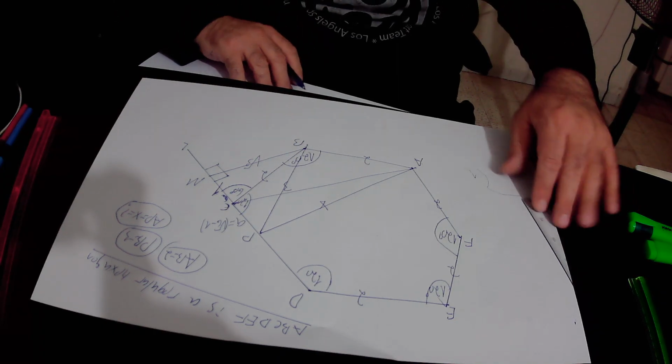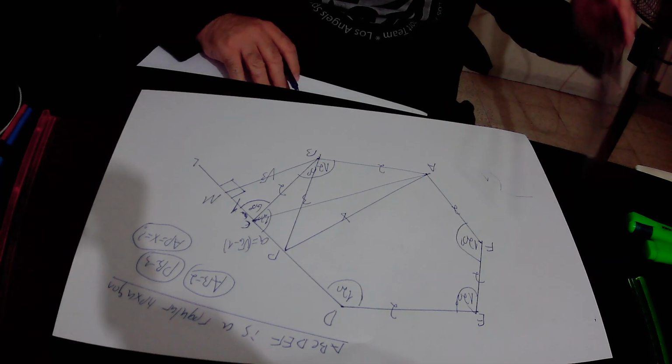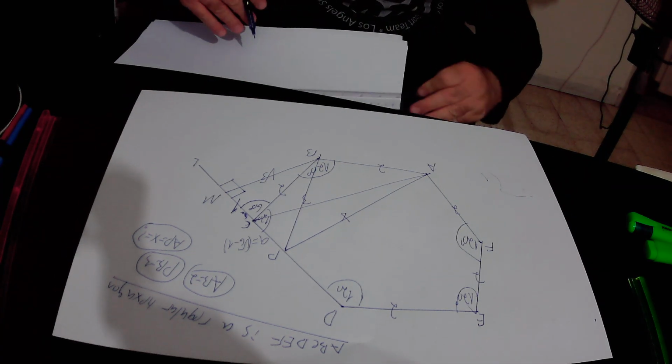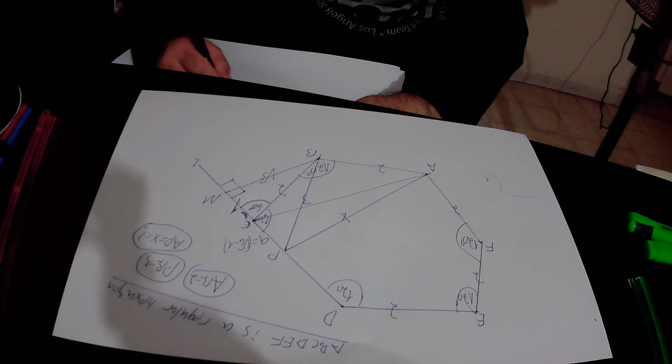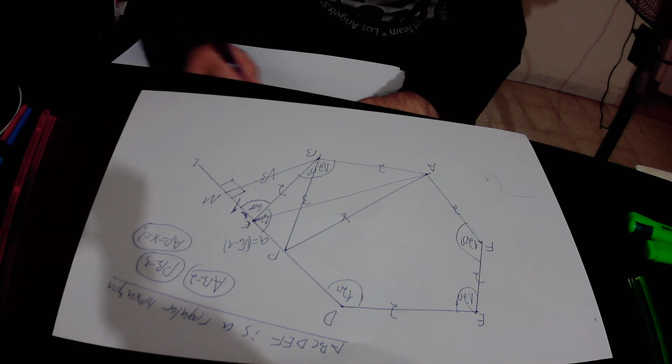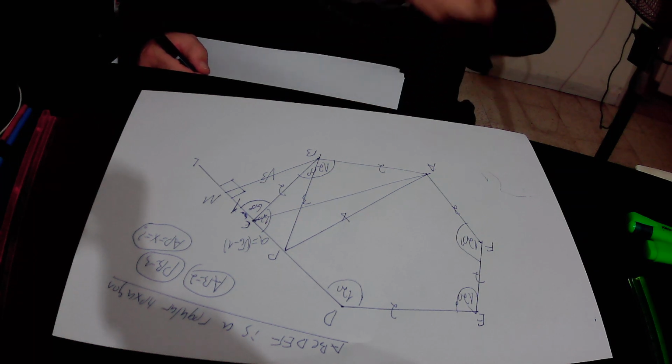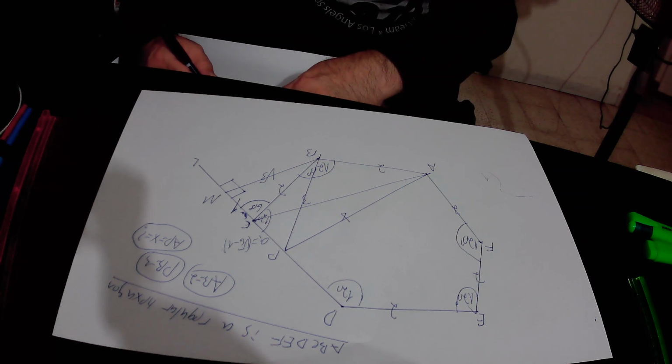So triangle ABC. Copy triangle ABC in a new page and we implement in this triangle the law of cosines.